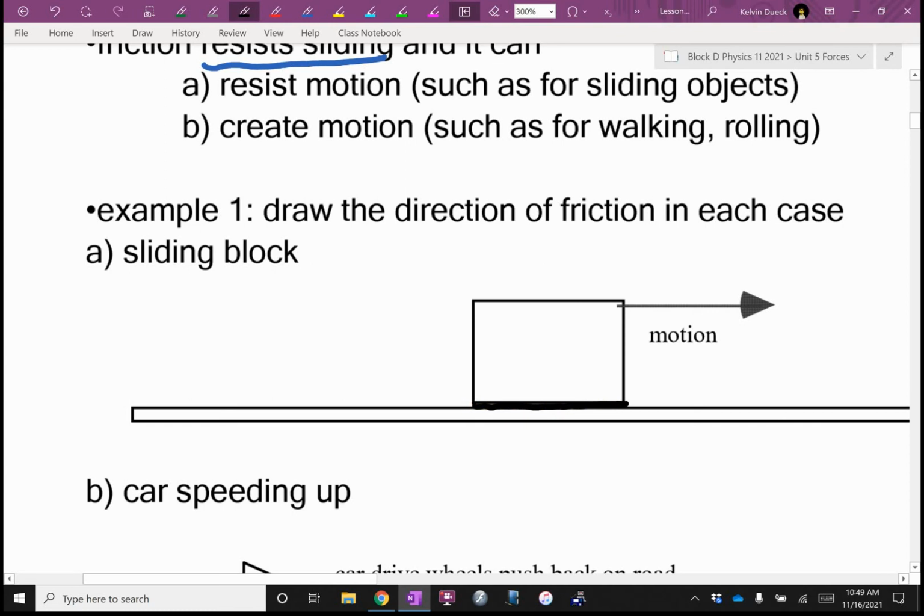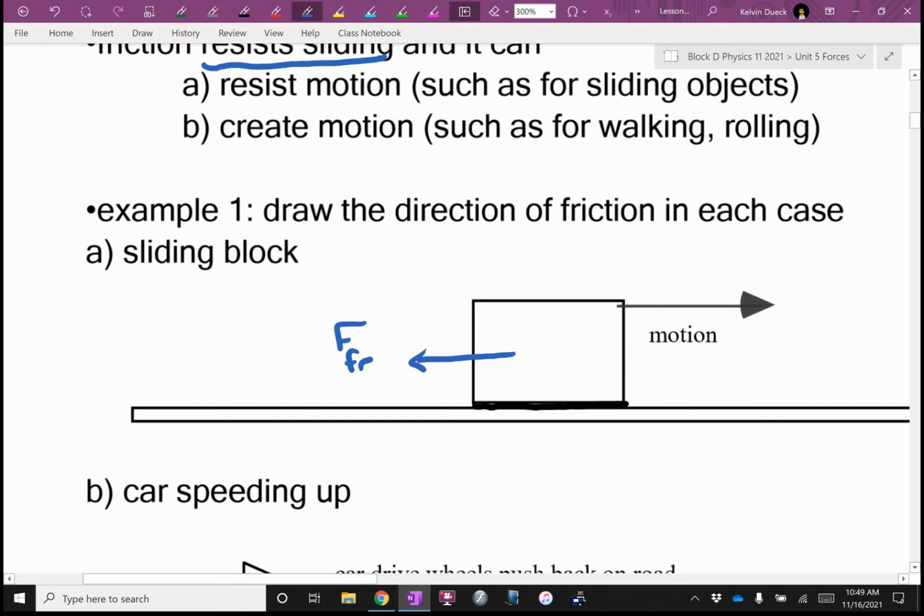Okay? It wants me to draw the direction of friction on a sliding block. Which direction is this block sliding? To the? Which way would friction be pointing then, folks? To the left, because friction resists sliding. So if I was doing a free body diagram, among other forces, I would have friction there.